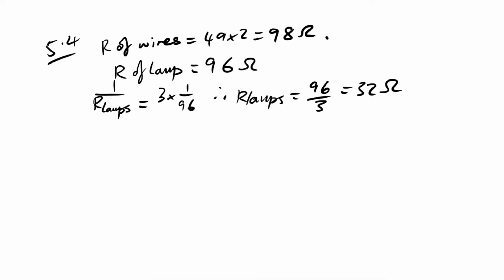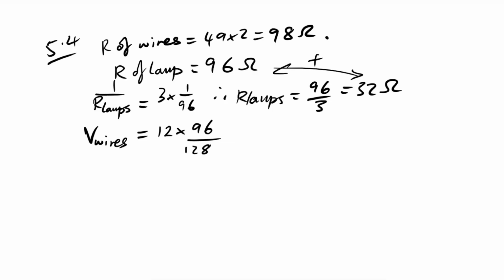Okay, so in essence we now have a potential divider. We have the resistance of the lamps, we have the resistance of the wires. So let's see what the PD lost across the wires is. It's going to be 12 times 96 divided by the total resistance, 128. Oh, what do you know? That's bang on 9. So that means the PD across the lamps is going to be the 3 volts that's left. That's nice. So yes, we could then compare that to the 12 volts.